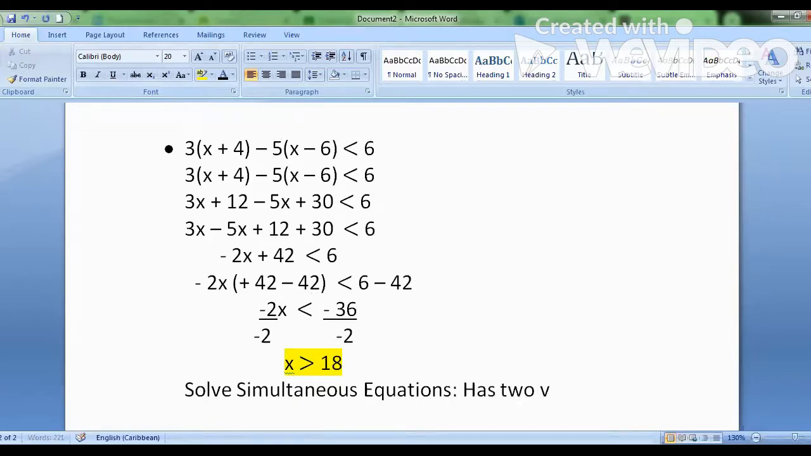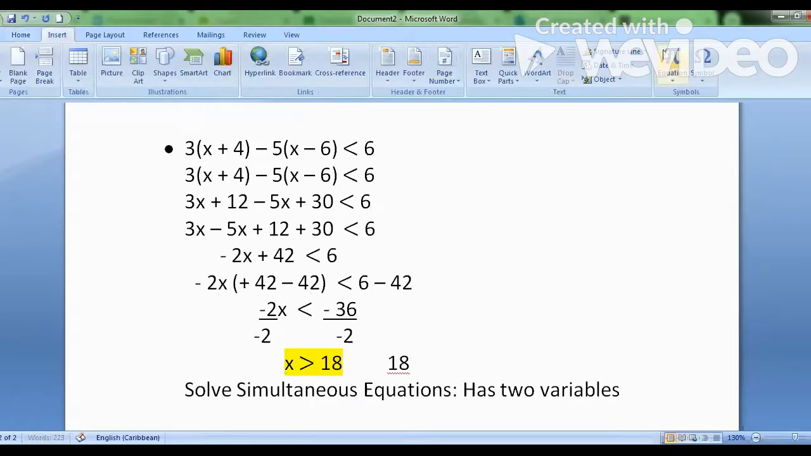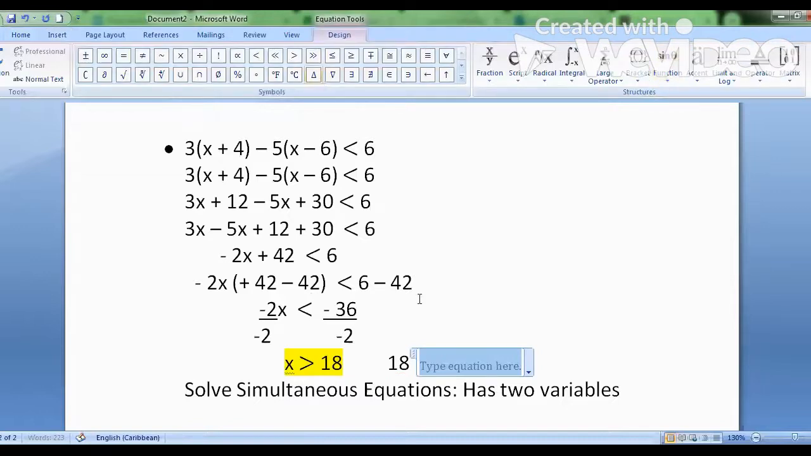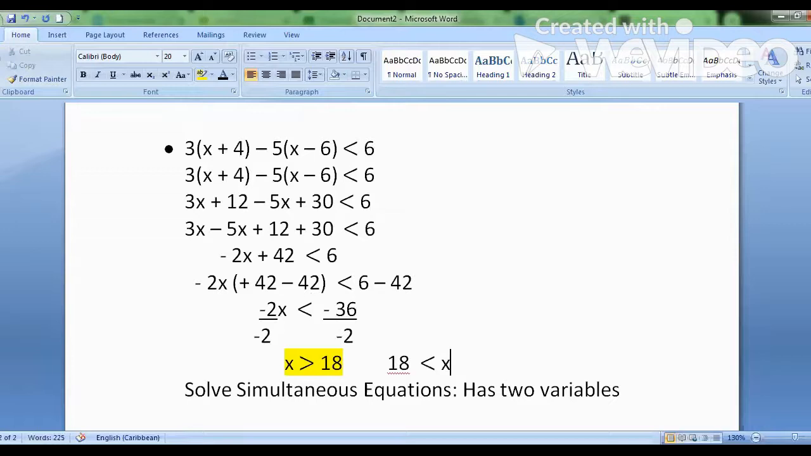How I have it is 18 is the other way around. We have the 18 first, less than x. Wouldn't that be correct? Oh, you have 18 less than x? It's correct. Because if you spin this around, you'll get x greater than 18. So when you spin around something, the sign spins around.